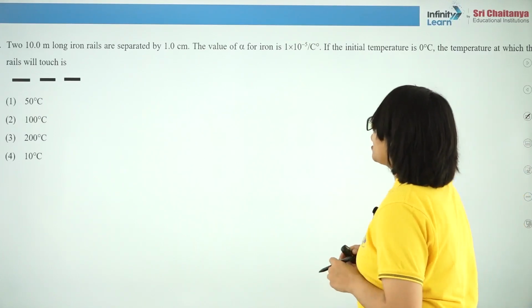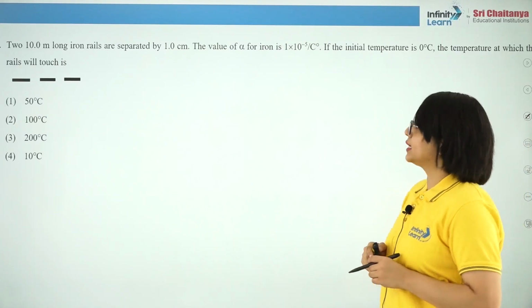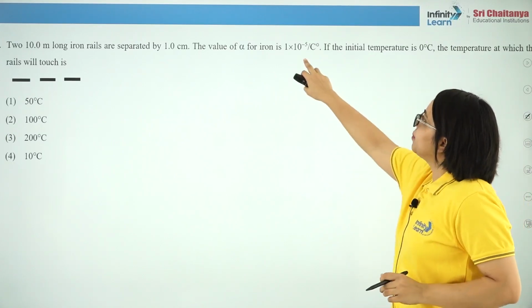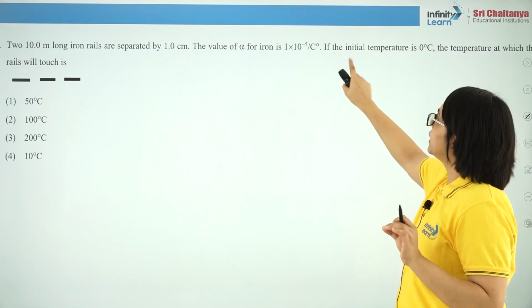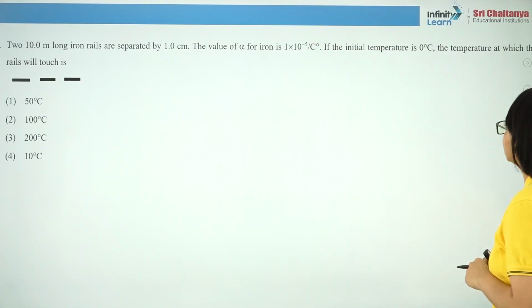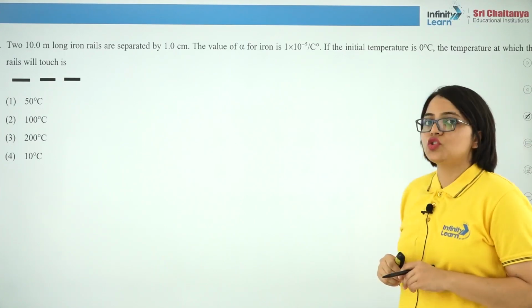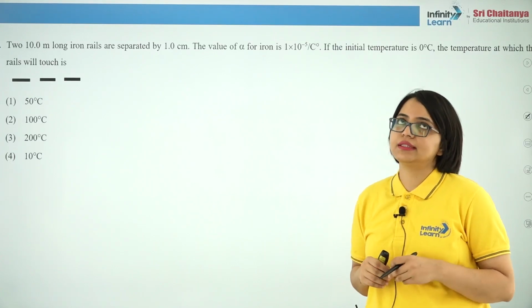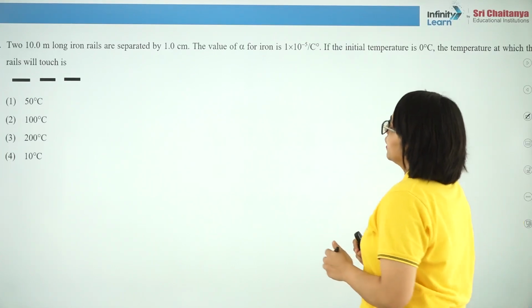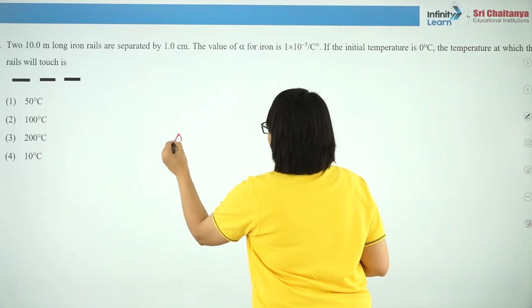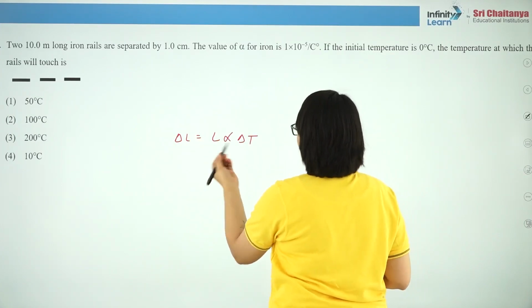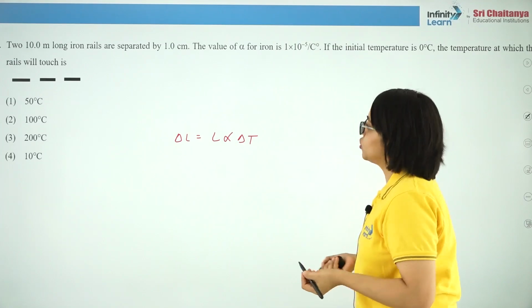Next is 128. Two 10-meter long iron rails are separated by 1 centimeter. The value of alpha for iron is 10 power minus 5 per degree Celsius. If the initial temperature is 0 degree Celsius, the temperature at which the rails will touch is. So, let us say temperature at which the rails will touch will be T. Okay. We know that delta L is equals to L alpha delta T, where delta T is change in temperature.